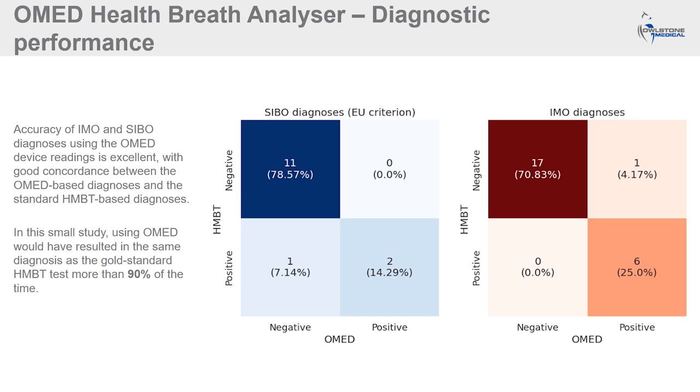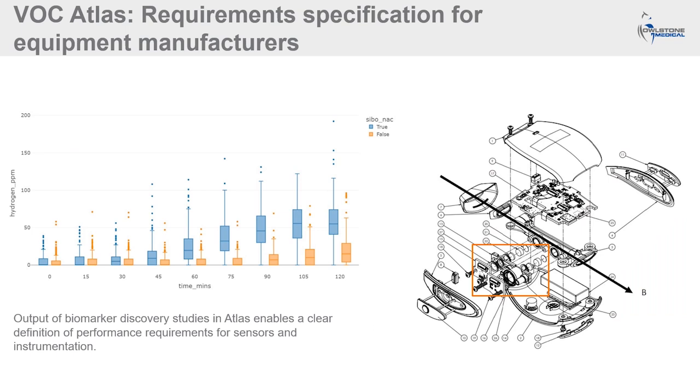And last, the development of the OMED device would not have been possible without the support of existing knowledge on SIBO and IMO. Knowing the right biomarkers and the range of concentrations these biomarkers present on breath in healthy individuals and individuals affected by pathologies was absolutely crucial in specifying appropriate product requirements in terms of both sensitivity and specificity to certain compounds and accuracy of the concentration measurements.